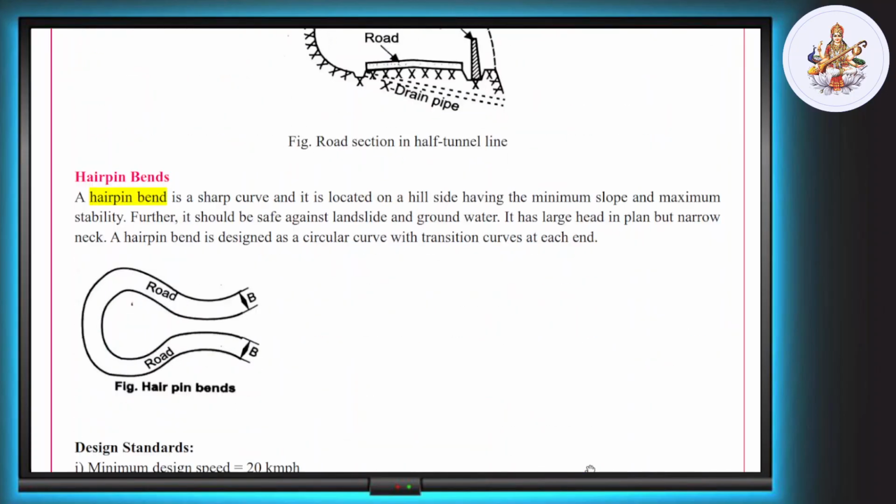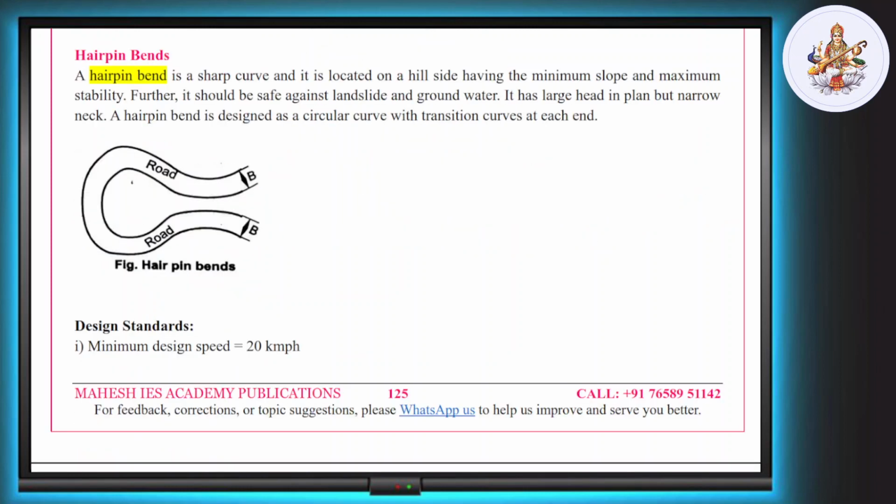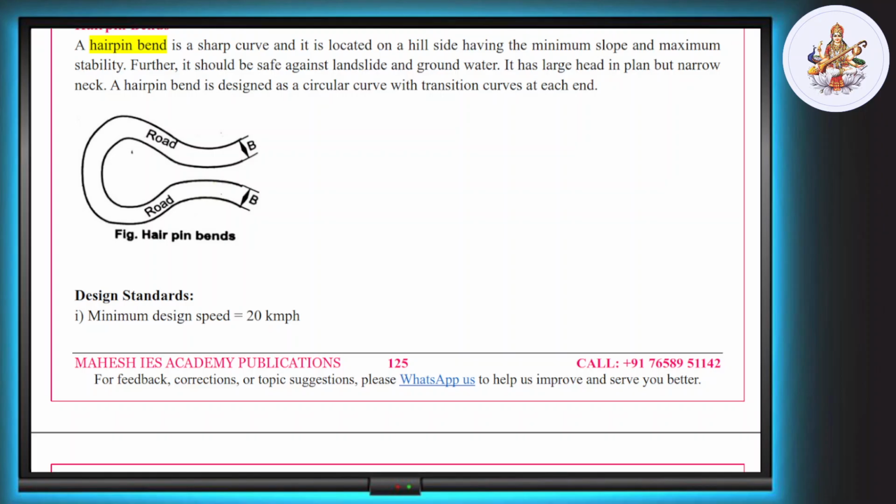Hairpin bends. Hairpin bends are those sharp U-shaped curves you see in ghat sections. Key features: located where slope is gentle and stable. Must be safe from landslides and groundwater seepage. Why use hairpin bends? Because a straight road would be too steep. Hairpin bends reduce the gradient and make driving safer.